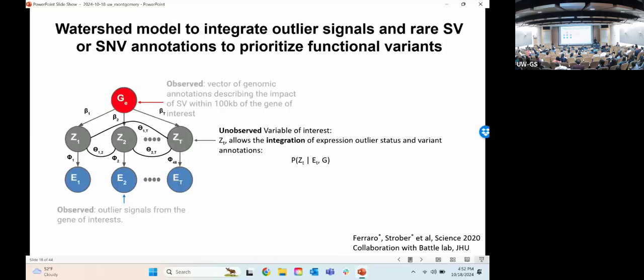And when we run this model subsequently, we're actually just trying to assess, what's the probability in that observed data of matching these conditional probabilities here, and output from that a posterior that any given rare variant is likely to drive that combined observation of the extreme effect on expression given its genomic annotations as well.